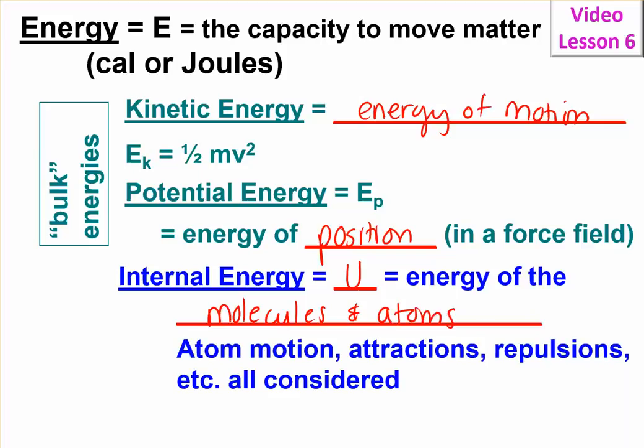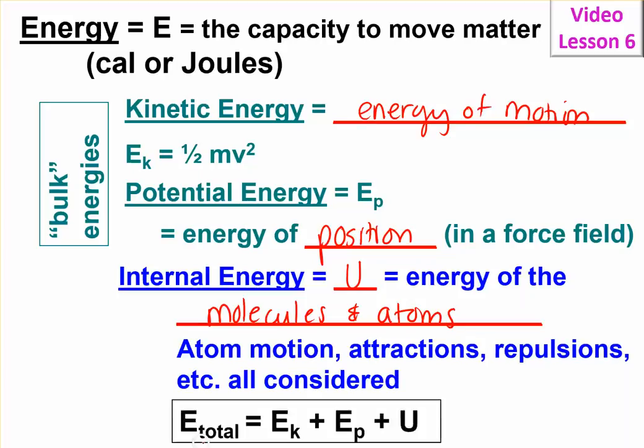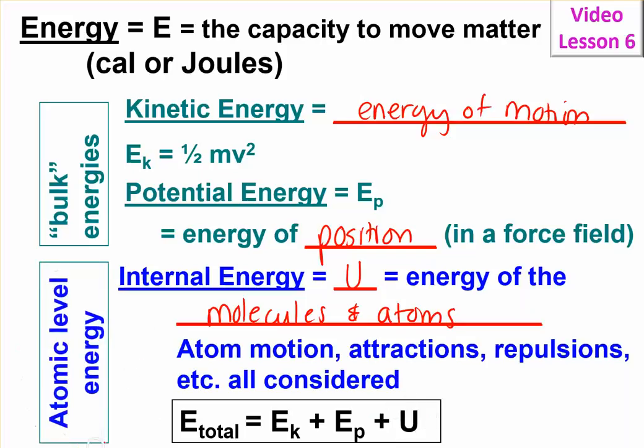So it's not the beaker flying across the room. It's all of the little vibrations and attractions within the molecules at the molecular level. So not the bulk, the atomic level energies. So the total energy of a substance depends on these bulk energies, but also on the energy at the atomic level. So this internal energy, again, atomic level, we're going to ignore changes in position and bulk velocities.